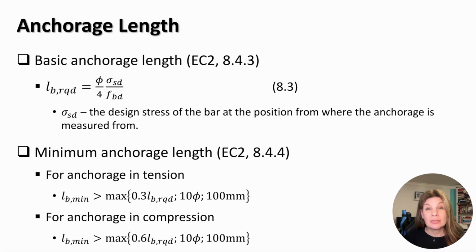The minimum anchorage length of the tension bars is the maximum value between 30% of the basic anchorage length, 10 bar diameters, and 100 millimeters. The minimum anchorage length of the compression bars is the maximum value between 60% of the basic anchorage length, 10 bar diameters, and 100 millimeters.